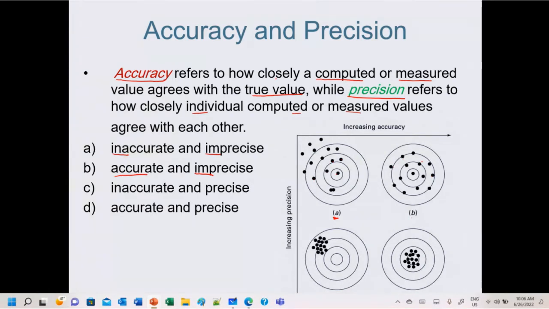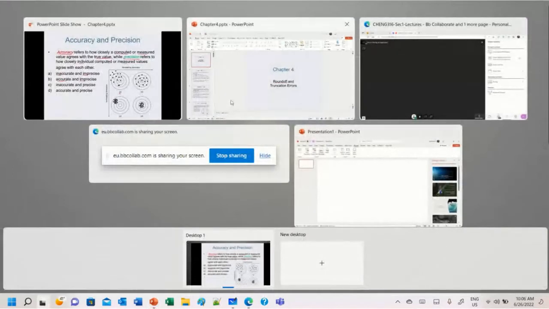In figure C, just let me do this and come back.